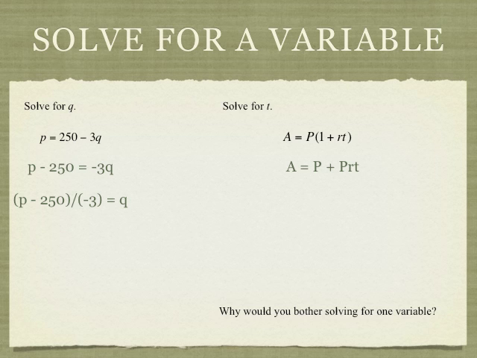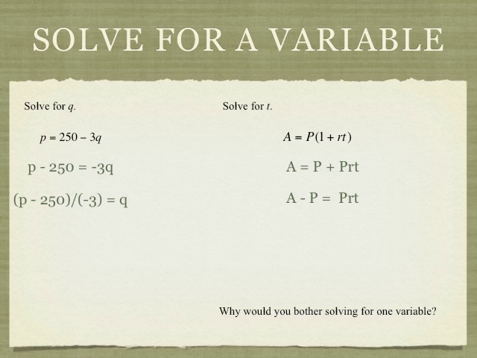Okay, for the next one, if I have a is equal to p times 1 plus rt, I want to get t by itself. The first thing I need to do is distribute that p. So I have a is equal to p plus prt. Next, I want to get all the terms that don't have a p on the other side. So subtract p, so I have a minus p equals prt.